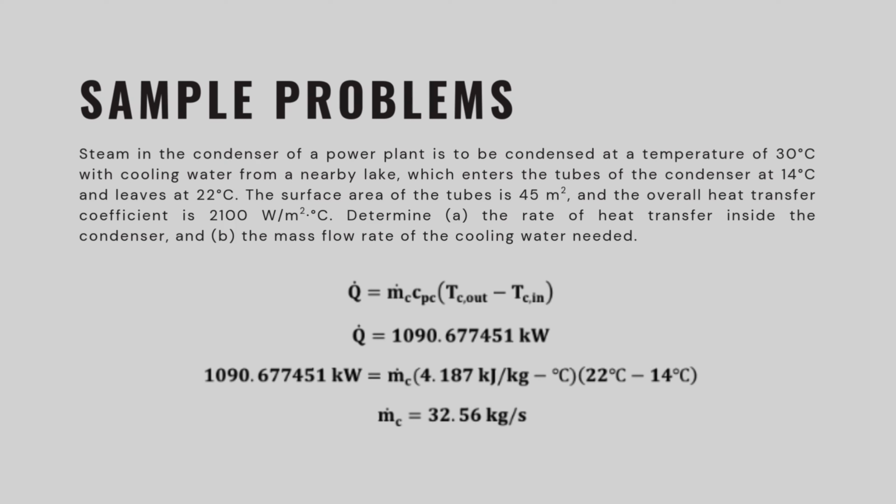Now, substituting the values that we currently have, especially the specific heat of water at 4.187 kilojoule per kilogram degrees Celsius, and the temperature of the inlet and outlet of our cooling water, as well as the value of heat rate that we solved earlier, we get 32.56 kilogram per second as our mass flow rate of cooling water.